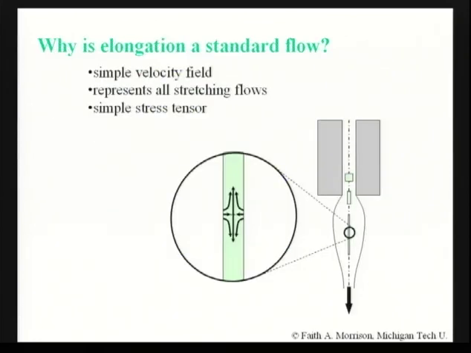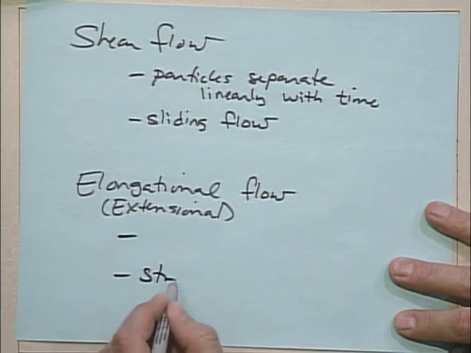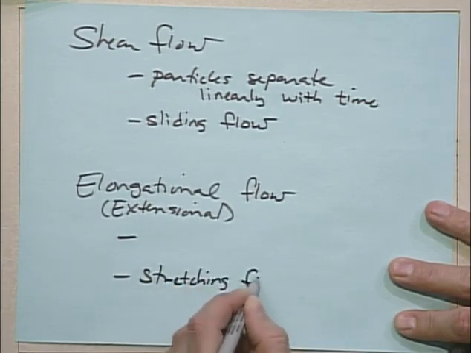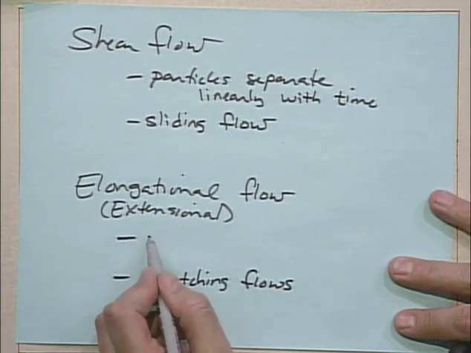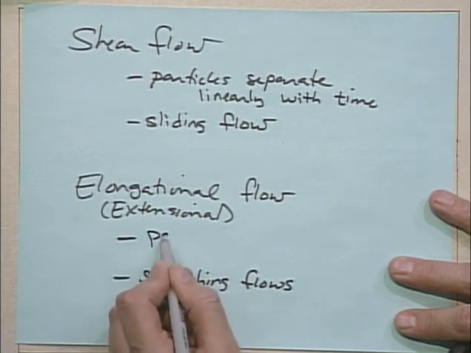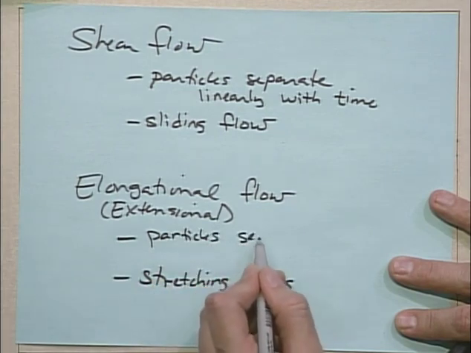So this flow seems like a lot of trouble, so why have we picked it? It really is a simple velocity field. It's the simplest one we could pick. We need a way to represent stretching flows, and it will turn out that this one also will have a simple stress tensor. So if we look on this list, it represents stretching flows. And it also represents particles that are severely deformed. As I'll talk about next, particles in elongational flow separate exponentially.